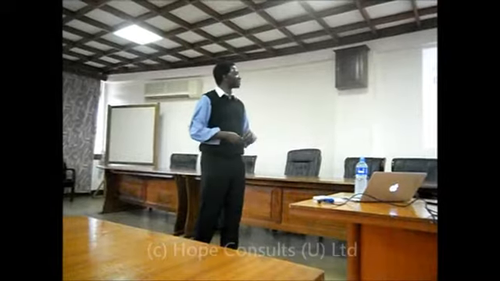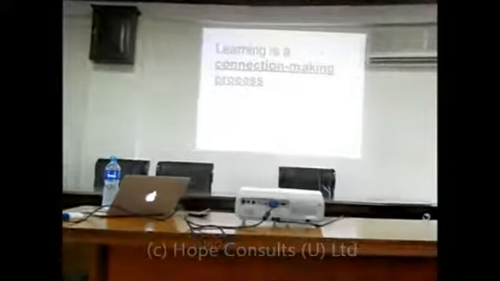So it's between the entities and the adjustments of the strengths of those connections. So in learning theory, we can describe how these connections are created and adjusted. How do we get these connections? If we say that learning is a connection-making process, how is that?